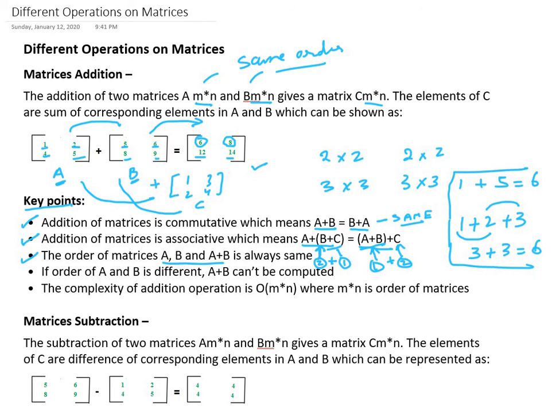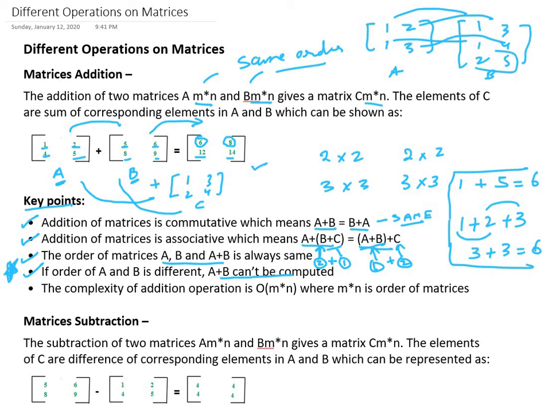Now if the order of A and B is different, A plus B can't be computed, right? This is an important point which you should note. If some question comes like that and the order is given to be different, it can't be computed. For a simple reason: with what will we add the terms which are missing? Let's say we have two matrices, 1 1 2 3, like this is the first matrix, and we have a second matrix like this. Now we can add 1 with 1, 2 with 3, 1 with 1.